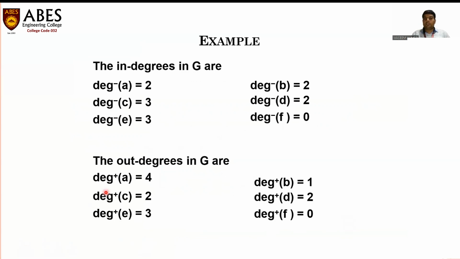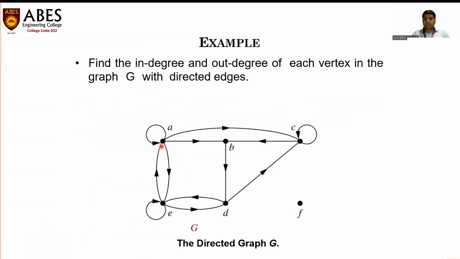So in degree is 2 and out degree is total 4. One edge is outgoing to the third, and this self loop is working as in degree as well as out degree. So the total out degree of vertex A is 4: 1, 2, 3, and 4, and the in degree is 2 because the edges incident to vertex A are this one, E to A, and A to A.